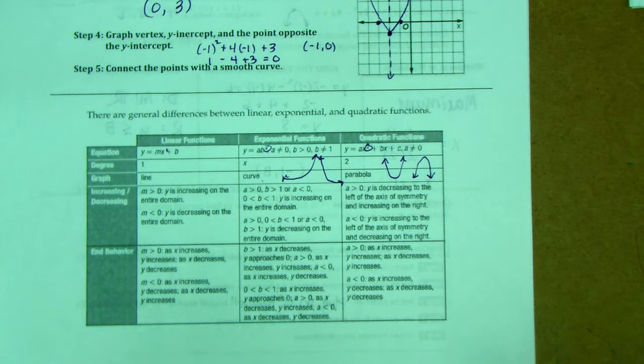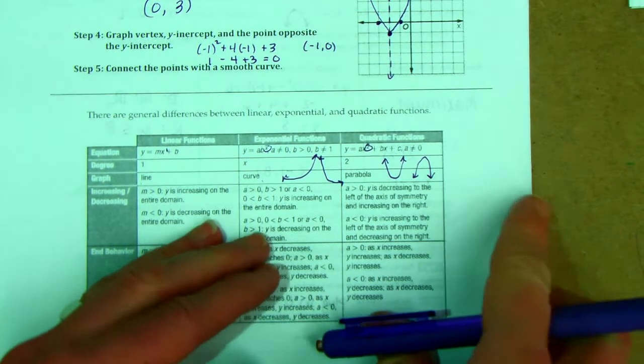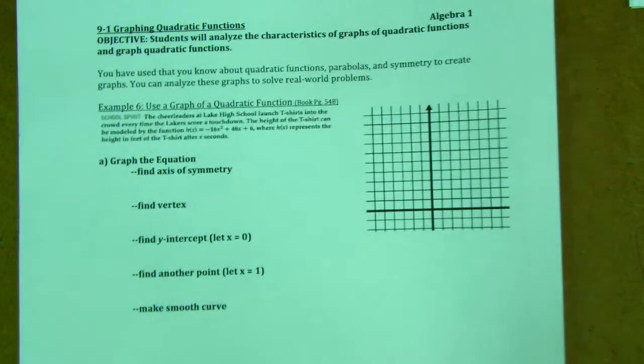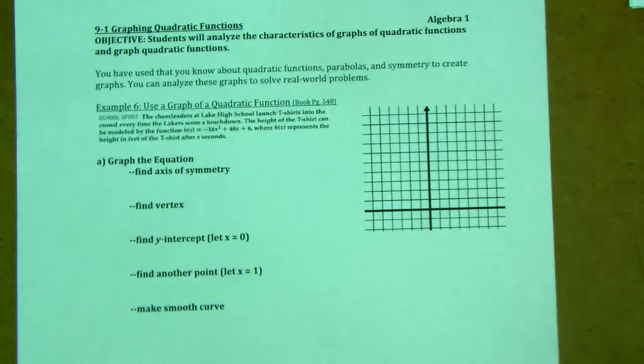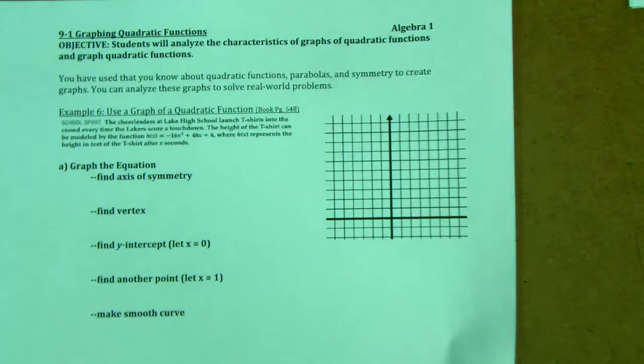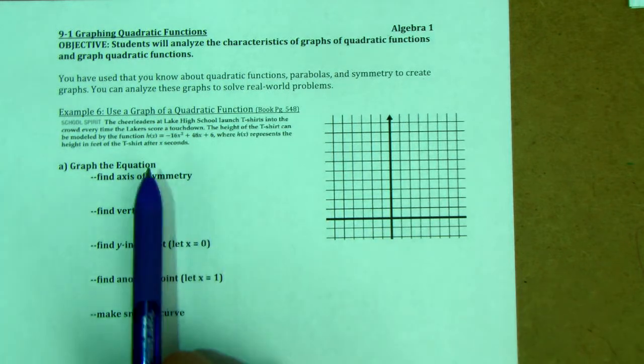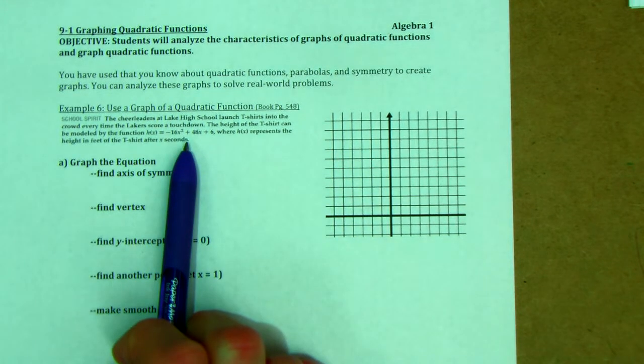So moving on to the final page of our notes as we head into minute number 9 in my second video. So this is what we're going to continue. We're just going to do another example of this, okay? And we're going to do this with a word problem. Check this out. It says the cheerleaders at Lake High School launch t-shirts into the crowd every time the Lakers score a touchdown. Rock on.